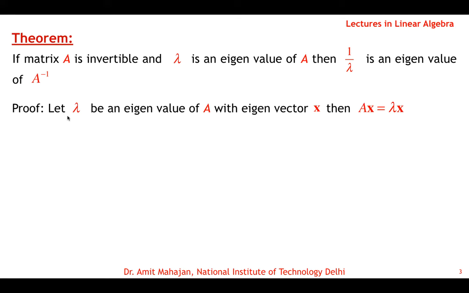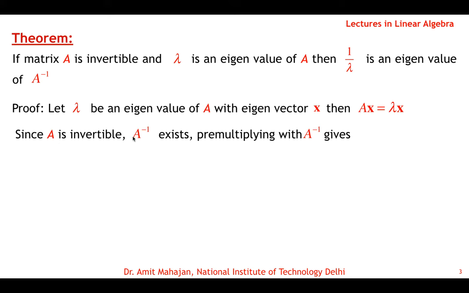Again the proof: let lambda be an eigenvalue of A with corresponding eigenvector x, so that the eigenpair satisfies the equation Ax = lambda x. Since A is invertible, A inverse exists and we can pre-multiply with A inverse on both sides. This gives A inverse Ax equals A inverse times lambda x. A inverse A is the identity, so it becomes Ix, or simply the vector x, equals lambda, which is a scalar and so goes outside the matrix, times A inverse x.